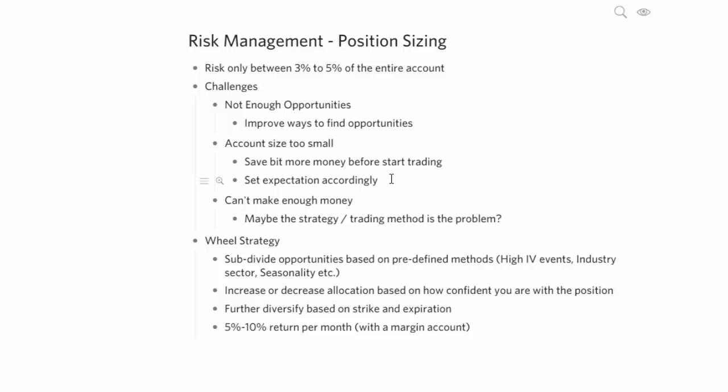Then I increase or decrease allocation, which I mentioned earlier, depending on how confident I am with the trade idea. And I further diversify based on strike and expiration. So even with the same underlying, once I've done the fundamental analysis and technical analysis, I would pick 2 or 3 different strike points to enter. And if it's worthwhile, I will also pick different expirations so that I can further diversify the risk.